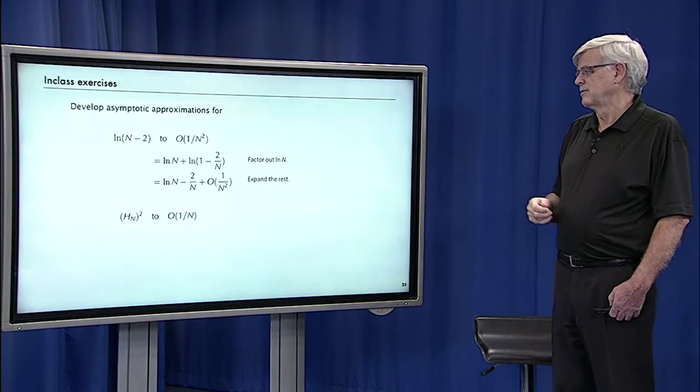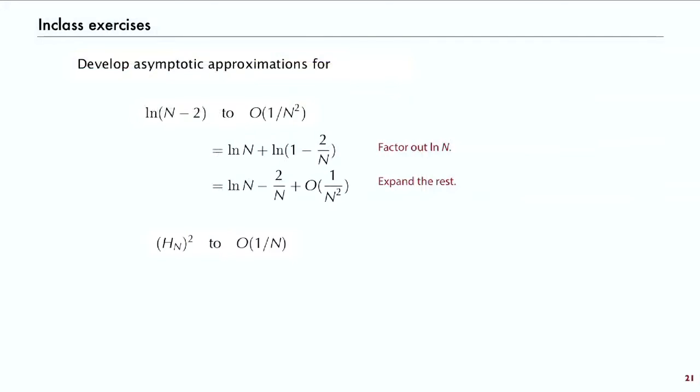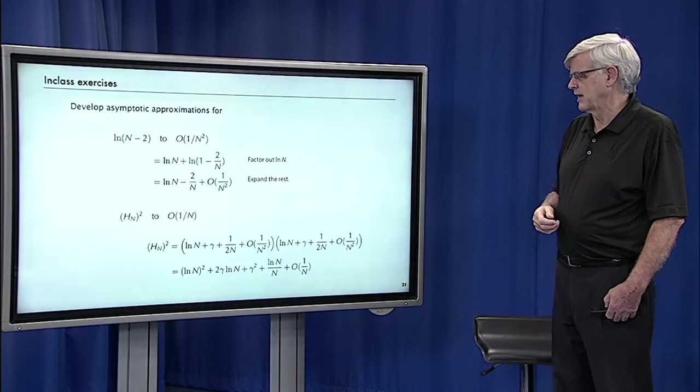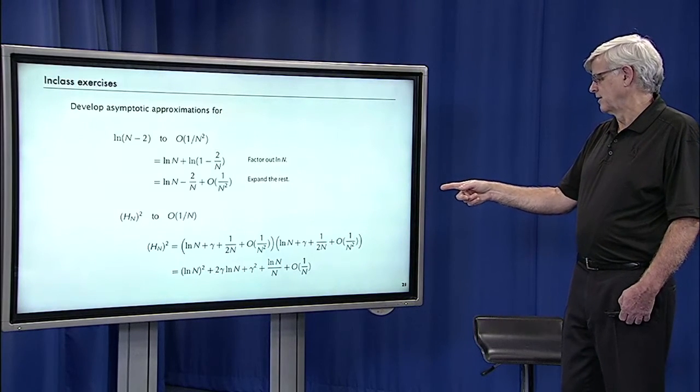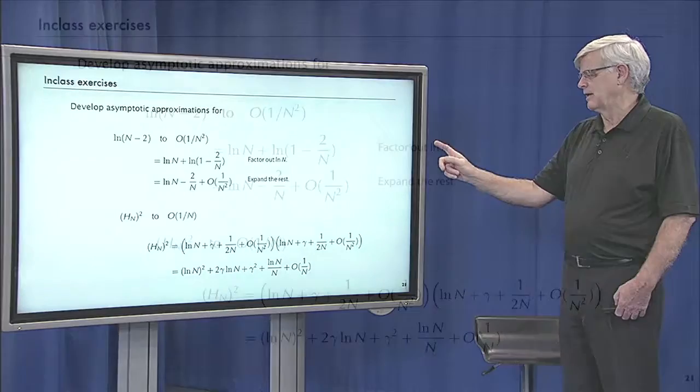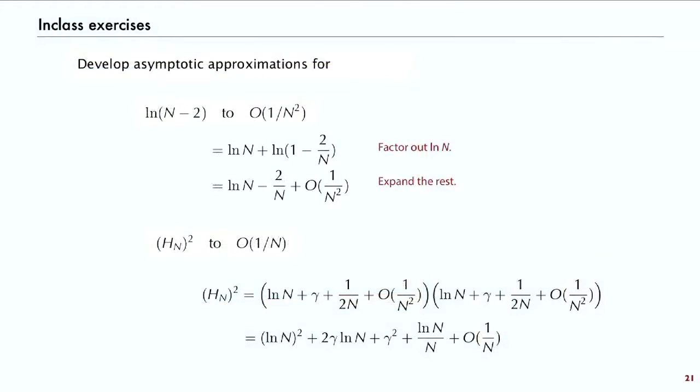For log of (n minus 2), what we do is factor out the n, so that's the leading term, and then we have log of 1 minus 2 over n, and then just expand the rest. And so it's minus 2 over n plus big O of 1 over n squared. That's the solution to that one. And this one is just carrying out the asymptotic approximations to one more term, which is the 1 over n squared term. And then that gives the coefficient of log n over n is 1.